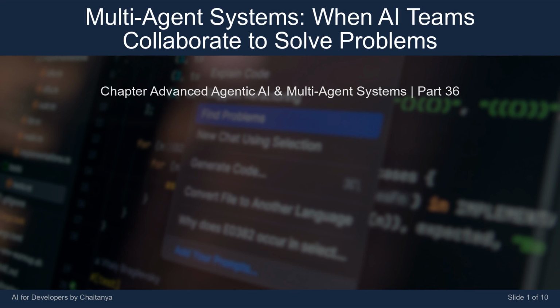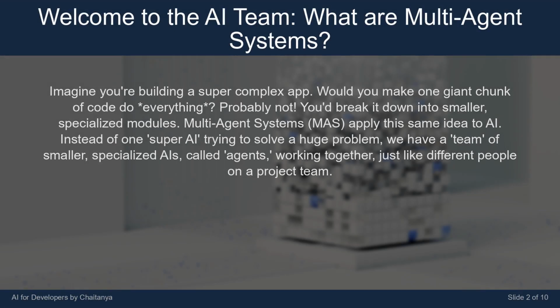Today's lesson is titled Multi-Agent Systems: when AI teams collaborate to solve problems. Imagine you're building a super complex app. Would you make one giant chunk of code do everything? Probably not. You'd break it down into smaller, specialized modules.